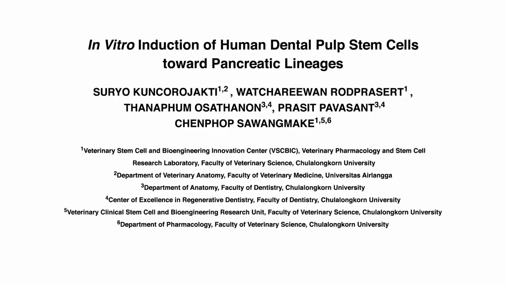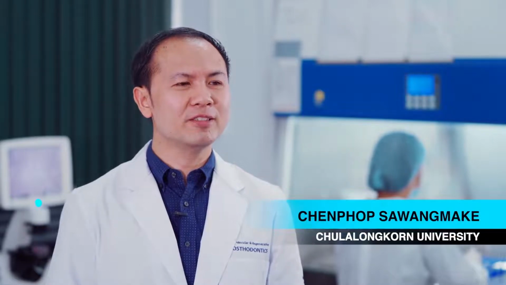This video is showing the in vitro induction of human dental pulp stem cells toward pancreatic lineages. Stem cells became an alternative treatment in many diseases, including diabetes type 1, which is caused by the loss of beta cells. Transplantation of insulin-producing cells will be a new promising method for controlling blood glucose lifelong.